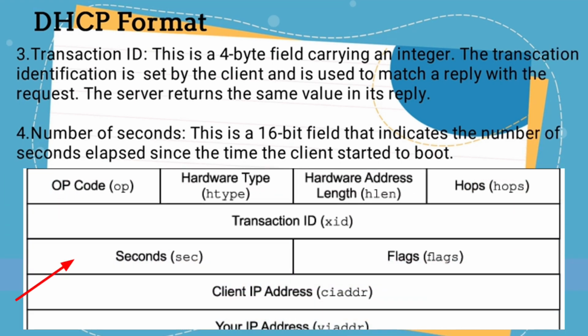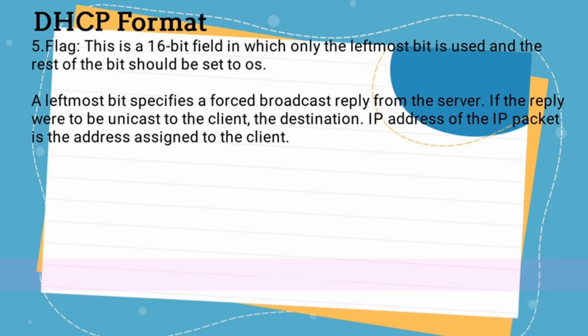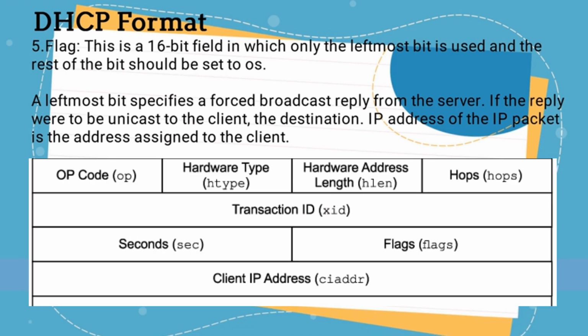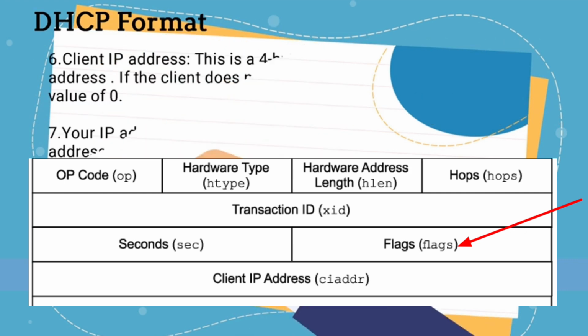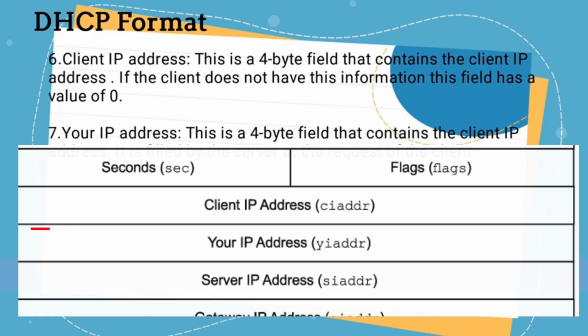Number of seconds. This is a 16-bit field that indicates the number of seconds elapsed since the time the client started to boot. Flag. This is a 16-bit field in which only the leftmost bit is used and the rest of the bits should be set to zeros. The leftmost bit specifies a forced broadcast reply from the server. If the reply were to be unicast to the client, the destination IP address of the IP packet is the address assigned to the client.